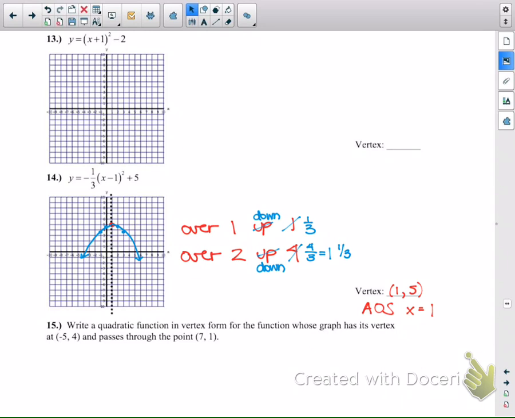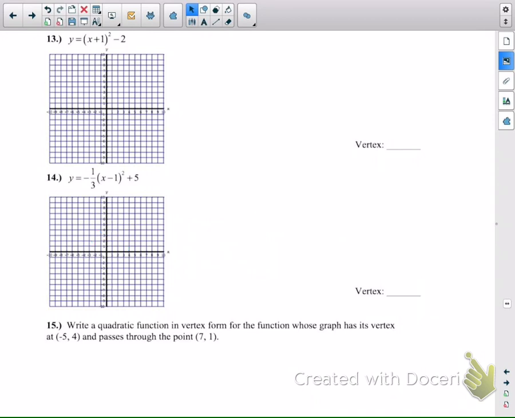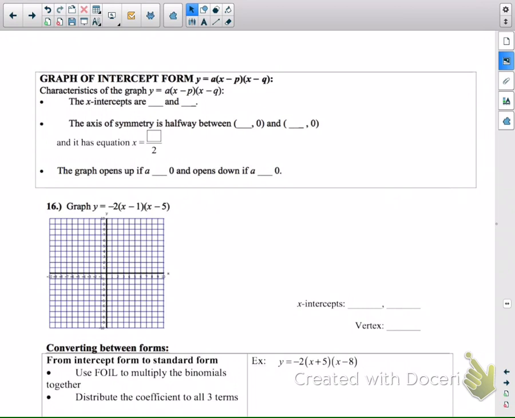The last form is kind of the least useful, not quite as often seen, but we're going to talk about it. It's on the next page. We'll just do one example with this, and then we'll do some practice. This is intercept form. It's called intercept form because it gives you the x-intercepts. The x-intercepts are pulled right out of this equation here. They are P and Q. Notice again, those have minus signs with them. So because there's a minus sign with them, whatever it says inside the parentheses, you're going to use the opposite sign. The axis of symmetry is halfway between these two.